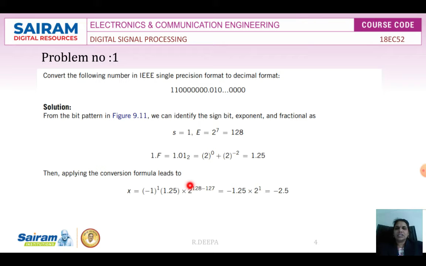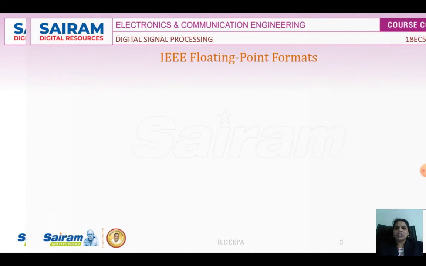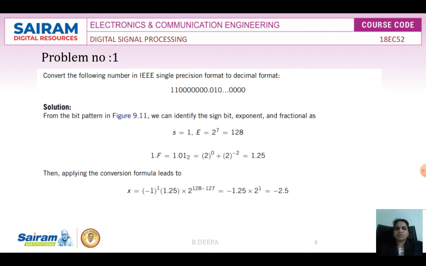Then as per the formula given, you can use this sign bit and the exponent to calculate the decimal number. So x is equal to (-1) to the power of 1 into 1.25, which is your fractional part, multiplied with 2 to the power of 128 minus 127, that is E minus 127. So 128 minus 127, and we are getting the equivalent decimal value as minus 0.25.